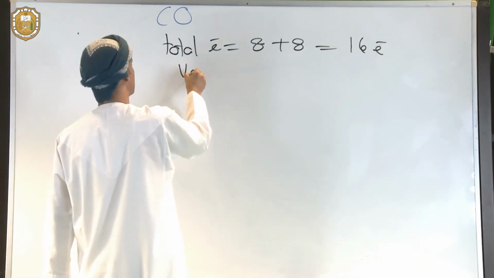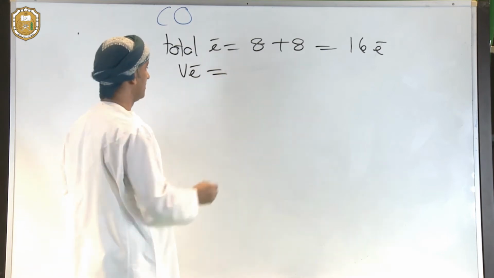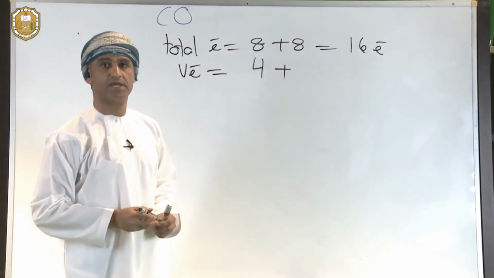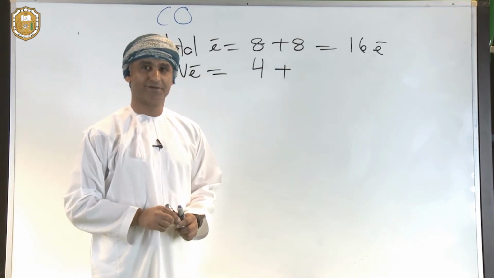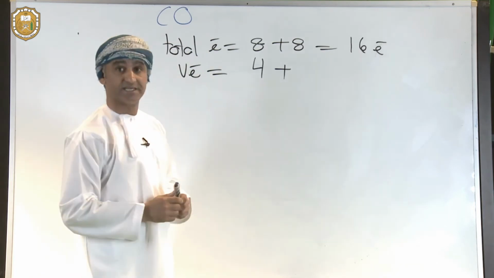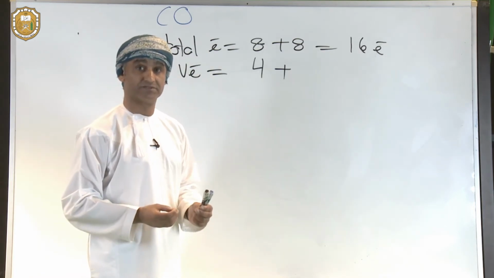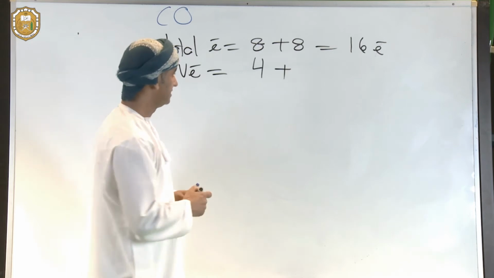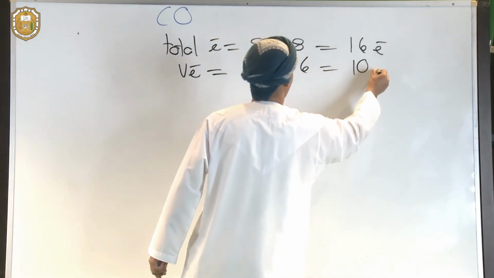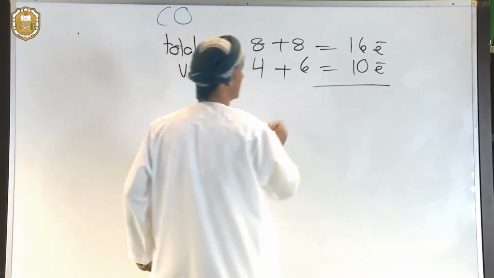Next step would be to calculate the total number of valence electrons. Well, there are 4 from carbon, because carbon is located in group 4A, therefore it has 4 valence electrons. And now we add 6. 6 is the number of valence electrons in oxygen, because oxygen is located in group 6A. So 4 plus 6, this is 10 valence electrons.